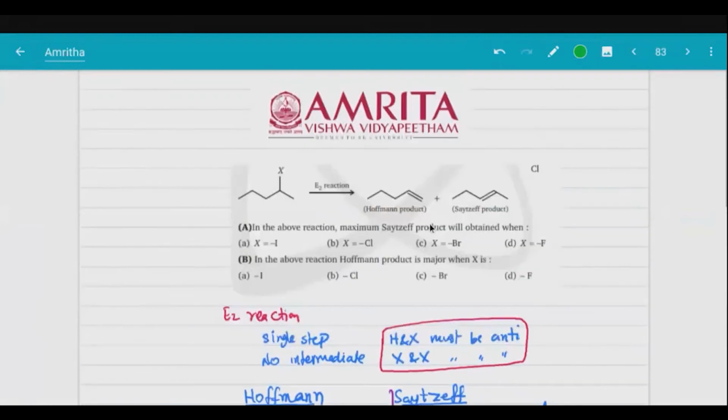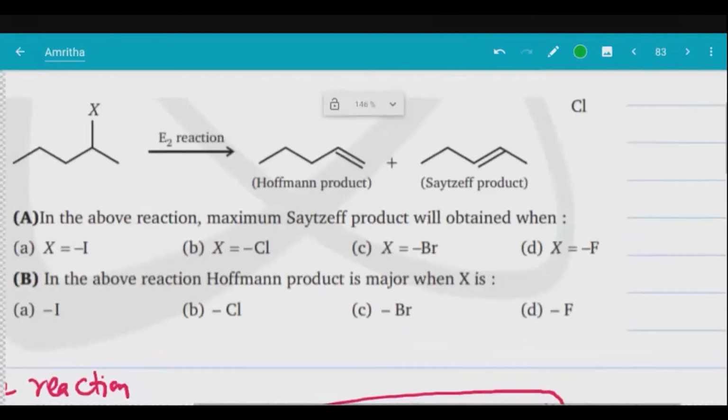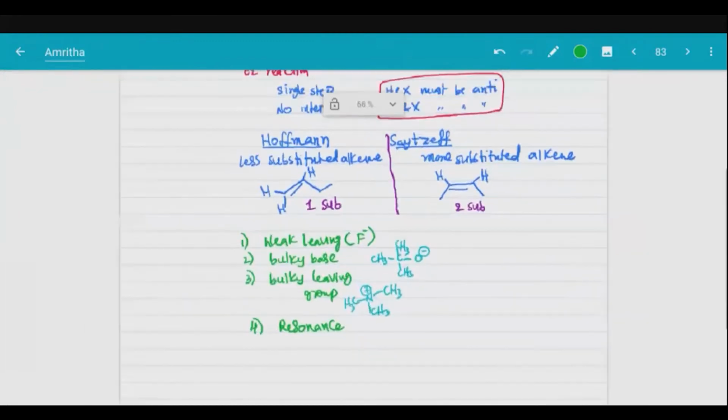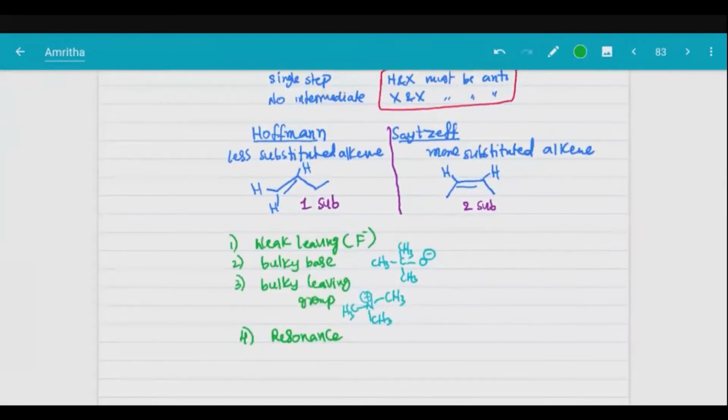So one by one we'll see. In the above reaction, maximum Saytzeff product will be obtained when? When do we get maximum Saytzeff product? Saytzeff, when there is a very good leaving group, we get Saytzeff. Which one is a very good leaving group here? Yes, iodine. But when we get Hofmann product, fluoride. So these are the concepts we discussed. See, look at this carefully. These are the conditions.